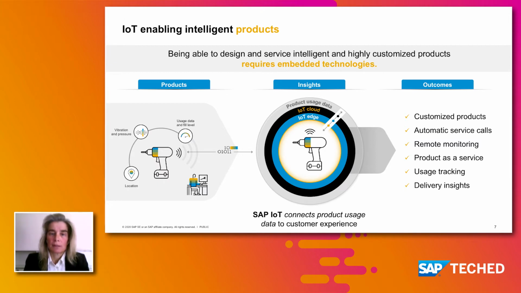Intelligent products. In this case, the enablement that Internet of Things brings about is about being able to design and being able to service intelligent, highly customized products. And for that, you need to have embedded technologies. SAP IoT connects the product usage data in order to enhance the customer experience. Whether it is about remote monitoring, whether it is about product as a service, or simply usage tracking and insights to then have later on a better delivery insights.